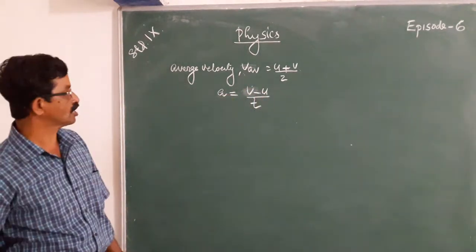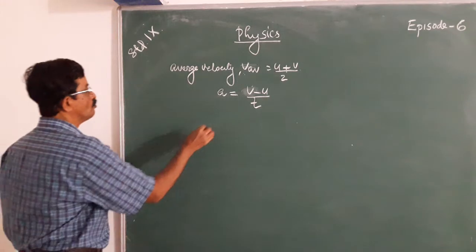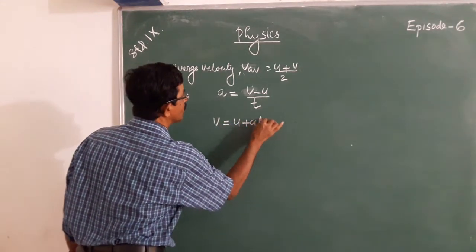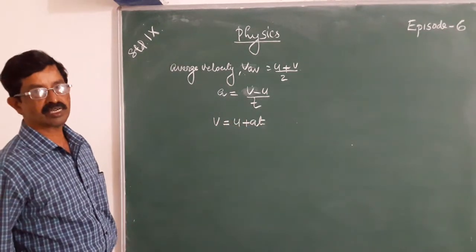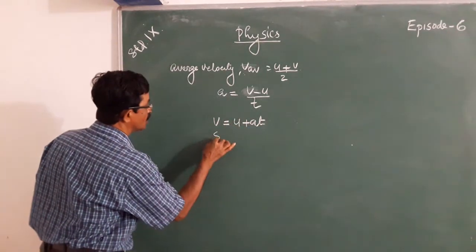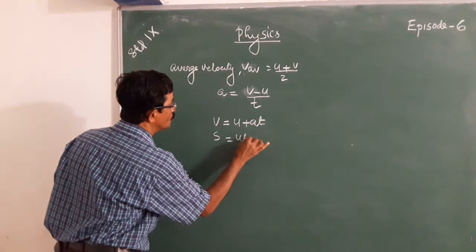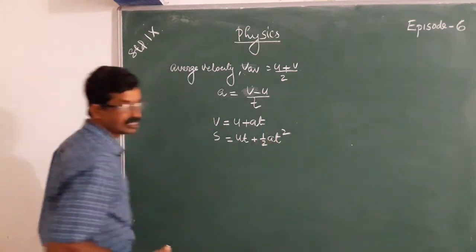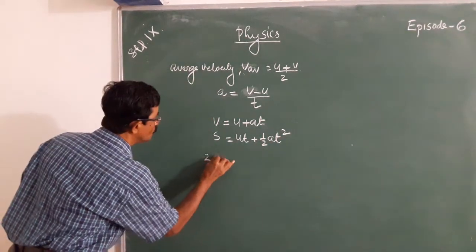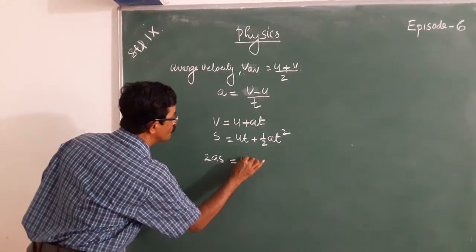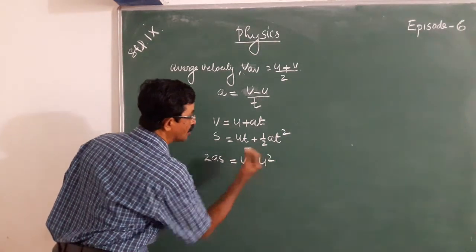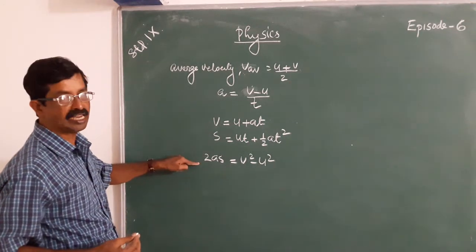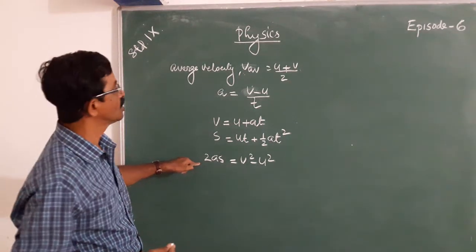Then we come across the equation V equal to U plus AT. Then S equal to U T plus half A T square. Then 2AS equal to V square minus U square. These three are the equations for uniformly accelerated motion.